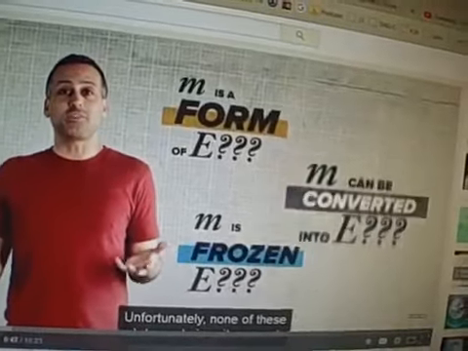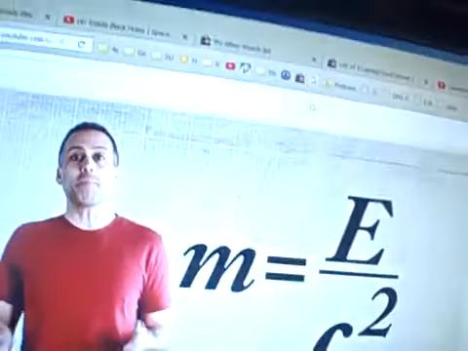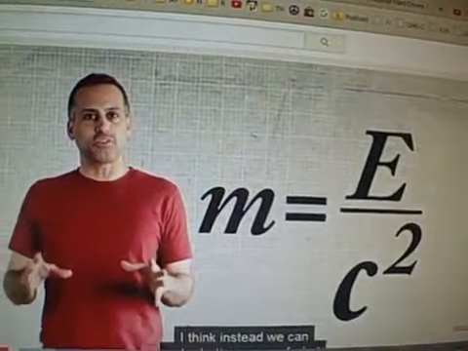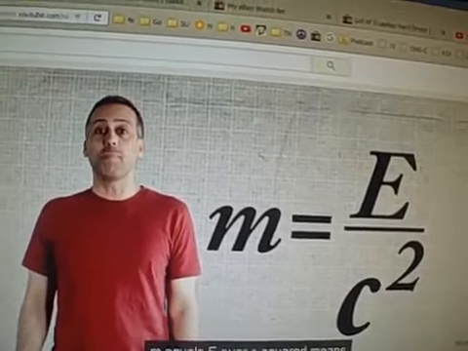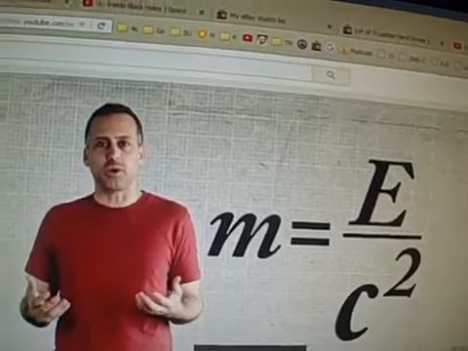Unfortunately, none of these statements is quite correct, so trying to make sense of them can be frustrating. Well, I don't think you're quite correct, so there. I think instead we can get a better sense of what m equals e over c squared means if we start with some things that it implies that seem at odds with our everyday experience of math.